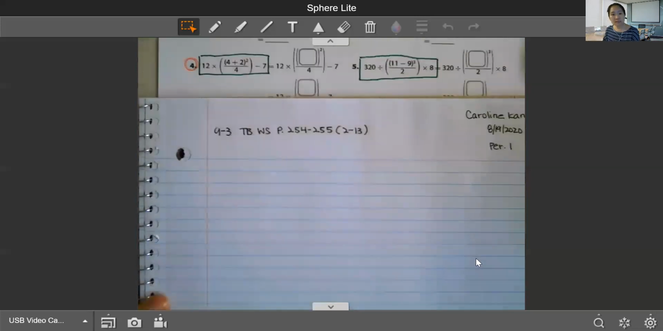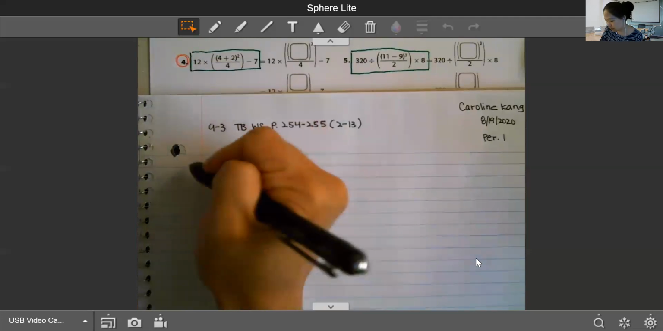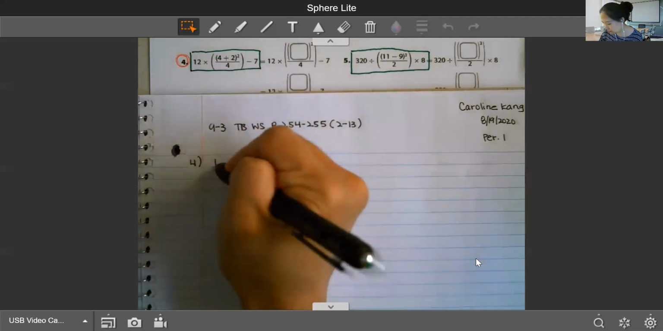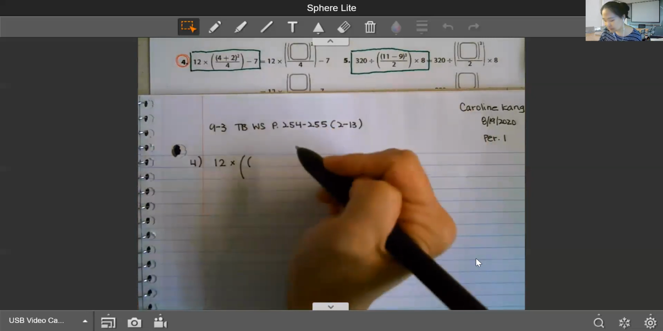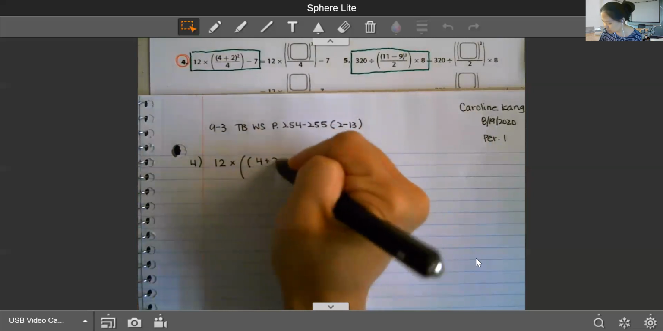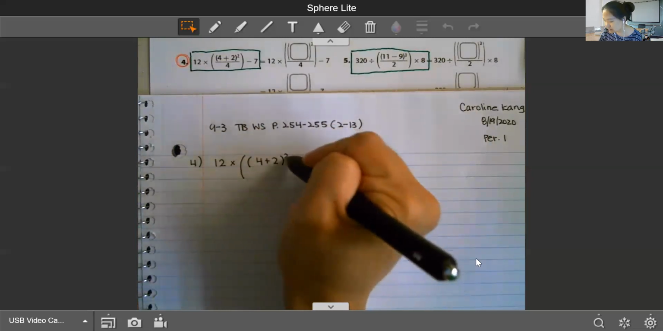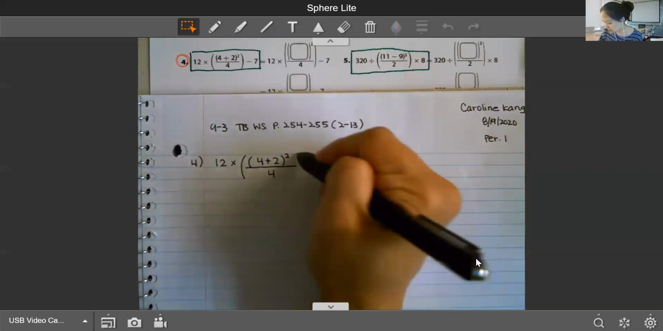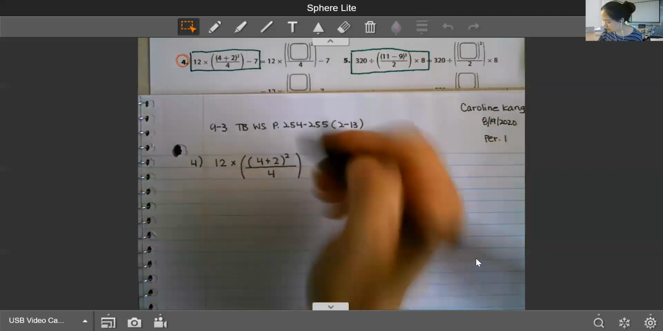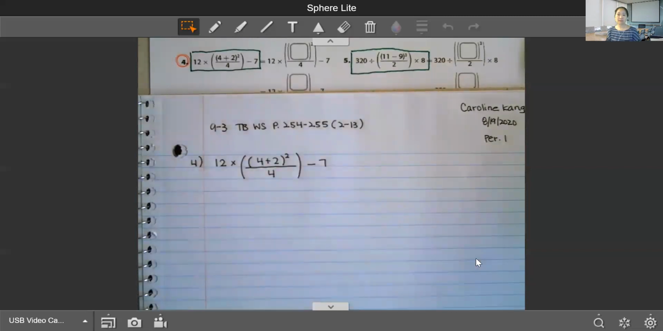The first thing I'm going to do is copy down the problem. So number 4: 12 times big parentheses, small parentheses, 4 plus 2, close the parentheses, to the second power, over 4, close the big parentheses, minus 7. It's very important that you copy down the problem exactly the way you see it, because otherwise it's going to give you a different answer. All right, so now let's go ahead and solve it.